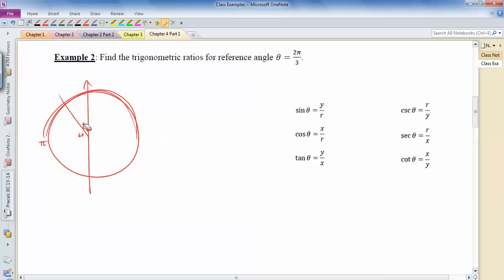So let me do this. I'll clean up the picture a little bit. So we've got this right here. This angle is 2 pi over 3 radians. And I'll put in parentheses 120 degrees. And what we need to do is figure out these trig ratios. So I know my theta, but I need a y, an r, and an x to be able to fill in all of these guys.